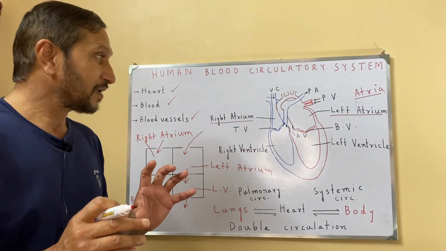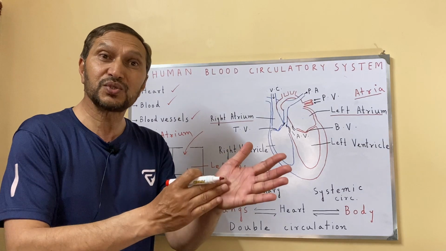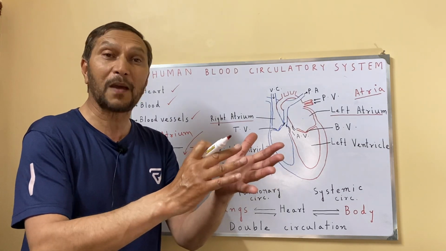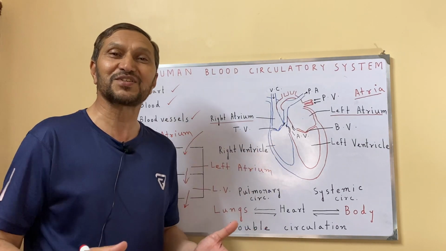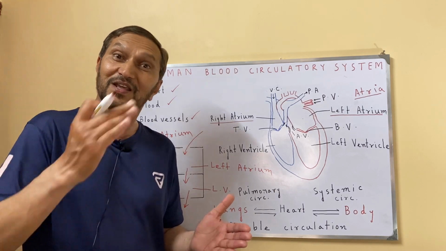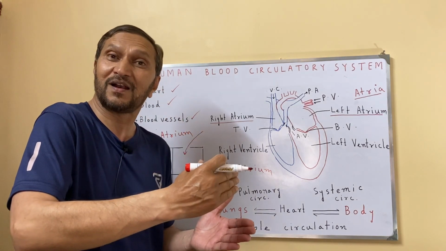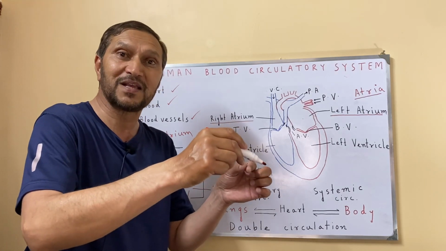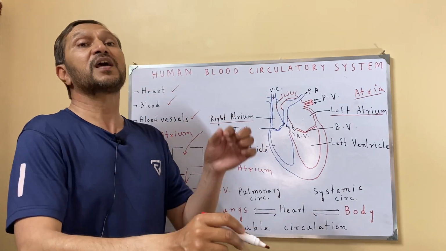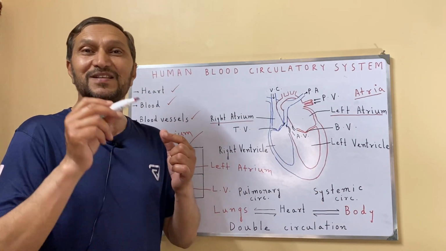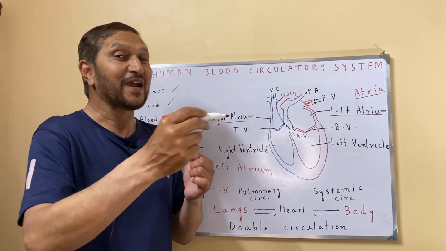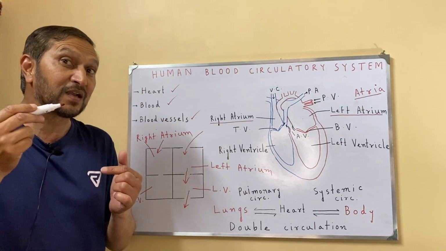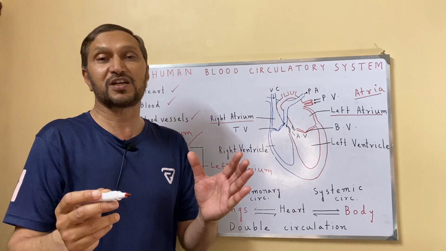And then when the blood reaches the tissues through capillaries, the exchange of material will take place at the tissue level. And now inside the cell, cellular respiration will take place. The oxygen will be utilized and carbon dioxide will be produced as a result of cellular respiration. And now carbon dioxide will be collected. Now this is called deoxygenated blood.